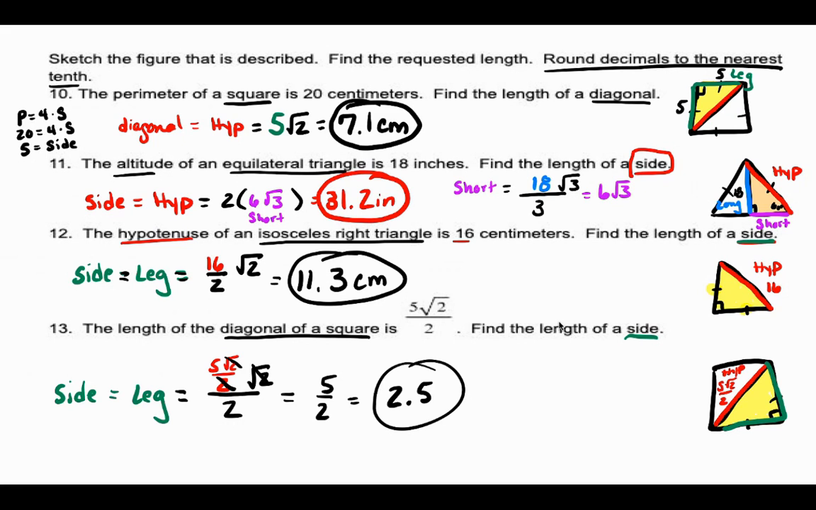The other thing that you can look at is you can remember that your hypotenuse is equal to the leg times the square root of 2. So when we have 5 square root of 2 over 2 equal to the leg times the square root of 2, if you take away the square root of 2 from each side, our leg is 5 over 2.